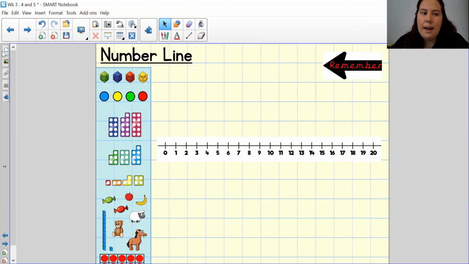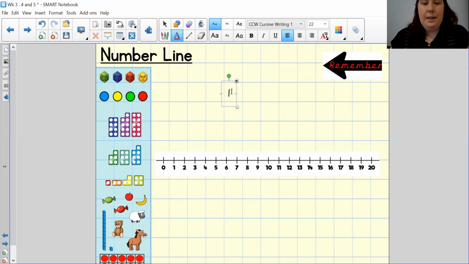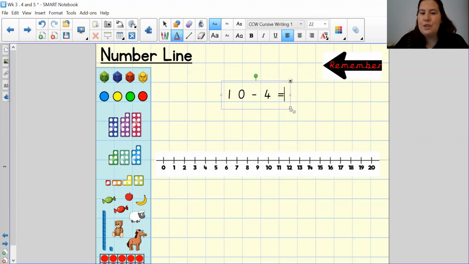Okay, so I'm going to write a question and then we are going to use our number line to help us solve our problem. So let's begin. 10 take away 4 equals. So that is my question for today.